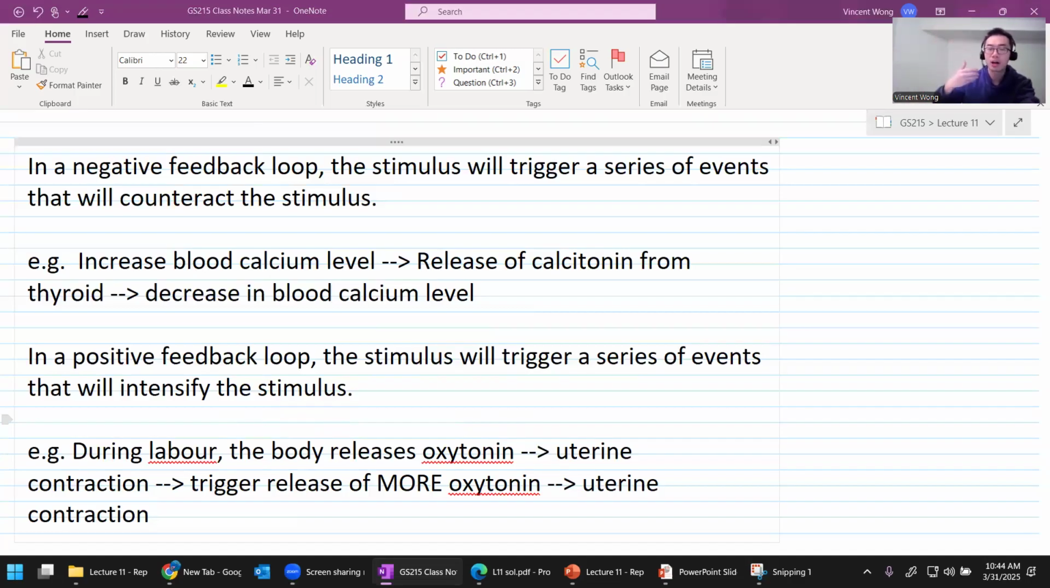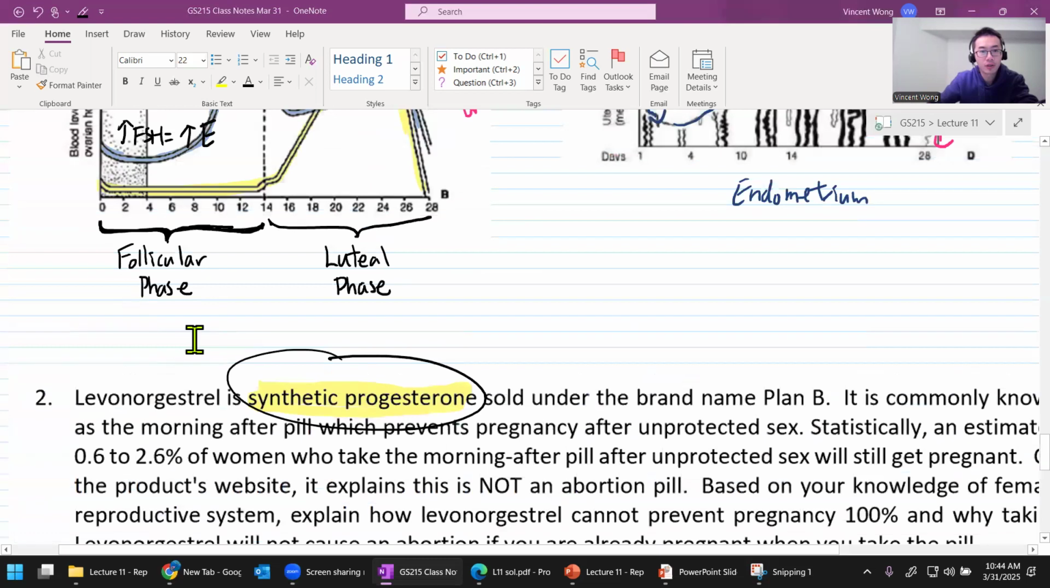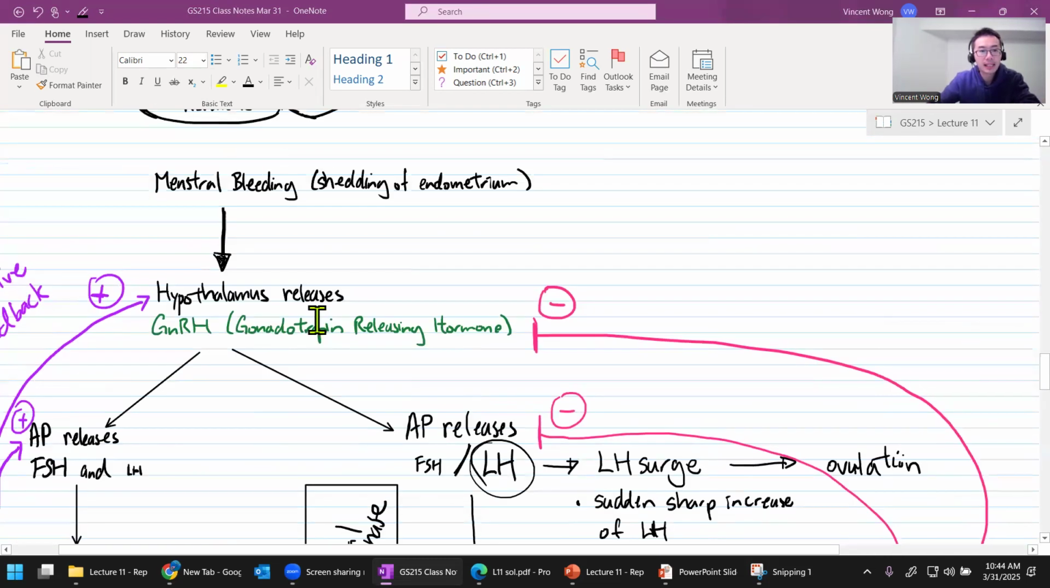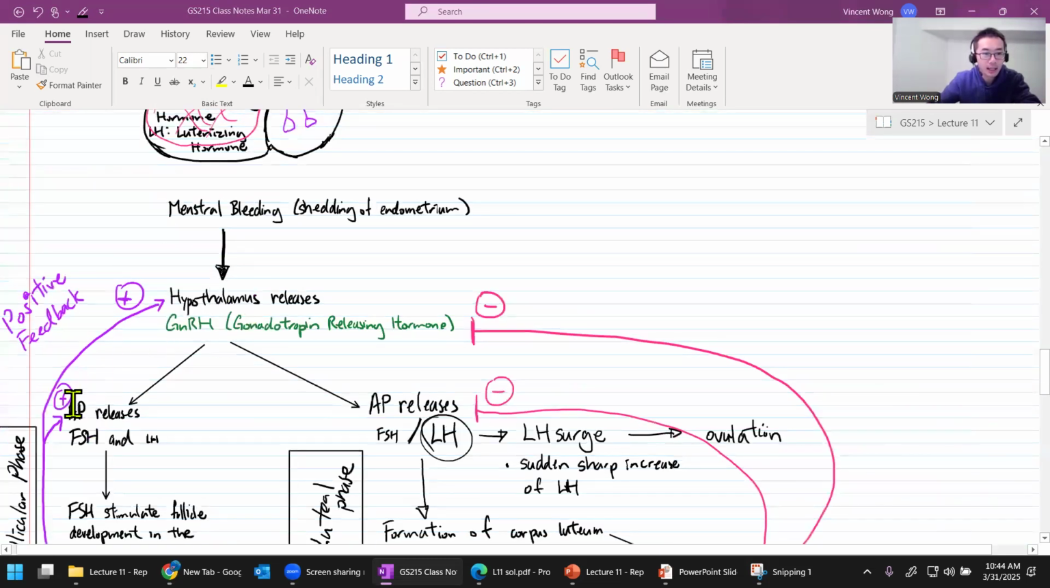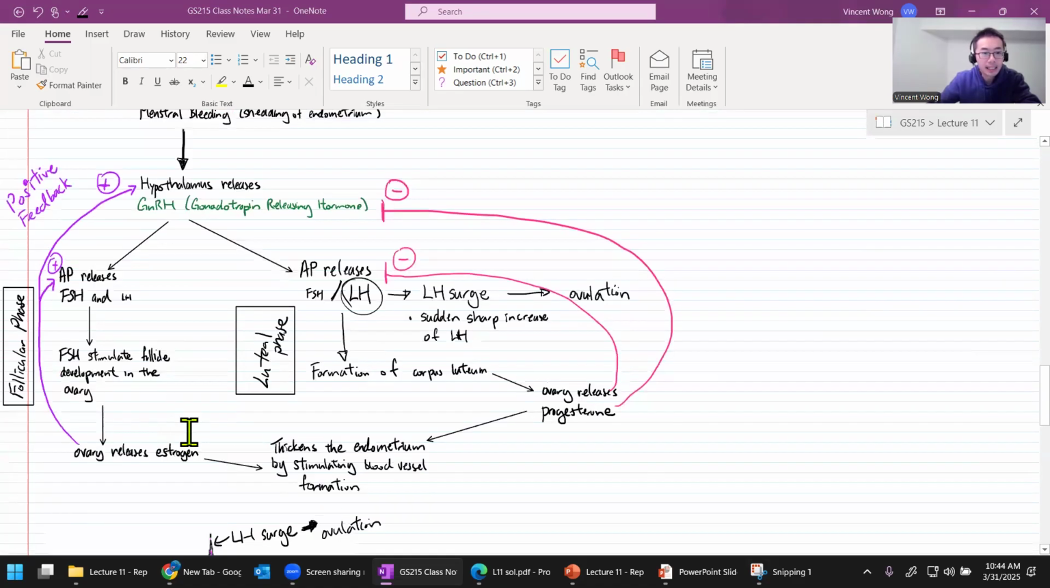So in the case of estrogen here, right, the trigger of estrogen, if you see over here, is basically GnRH and FSH and LH, right? But then in the end, after you get the estrogen, instead of shutting them down, which would be what happens in a negative feedback, instead of doing that, it causes more of it to be released. And that's why it is a positive feedback. Does that make sense?